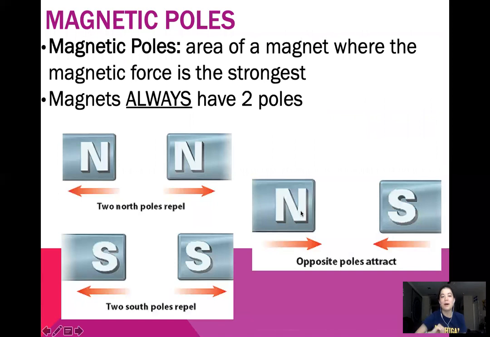All right, so magnets have poles. The magnetic pole is the area of the magnet where the magnetic force is the strongest. Every magnet always has two poles, a north pole and a south pole. Two north poles will repel each other. Two south poles will repel each other, but opposite poles attract. Kind of like charge, right? Two positive charges will repel each other, but a positive charge and a negative charge attract each other.